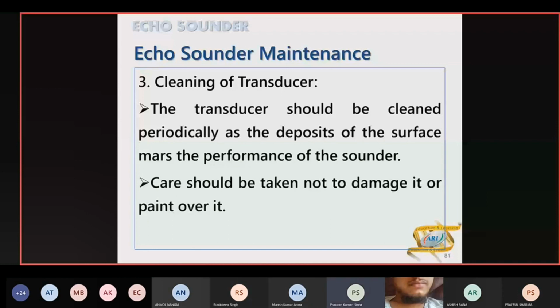Cleaning of the transducer is not generally done when we are out at sea, that is underwater. But when we go in the dry dock, we should make it a point to clean the transducer and cover it with paper or something, or canvas, so that no painting and things are done onto the transducer. If paint is applied, then the transmissions will get affected. So it should be cleaned when you have an opportunity in the dry dock. Look for where it is located, clean it, cover it, so that painting is not done on the transducer.